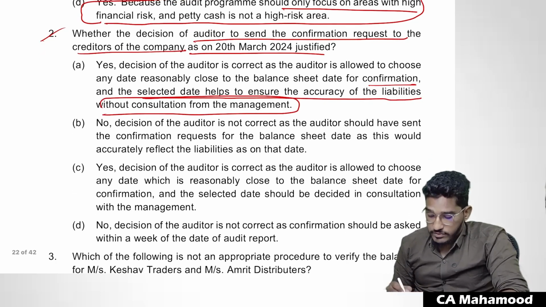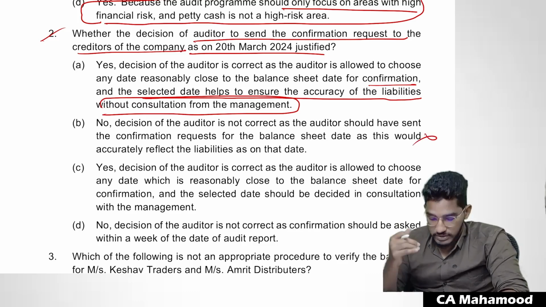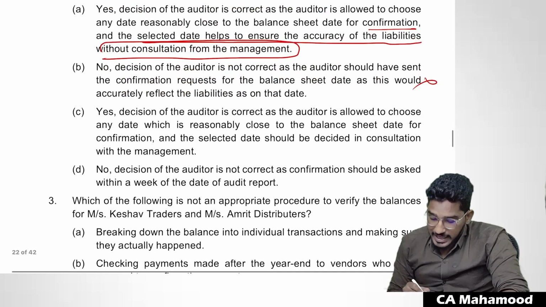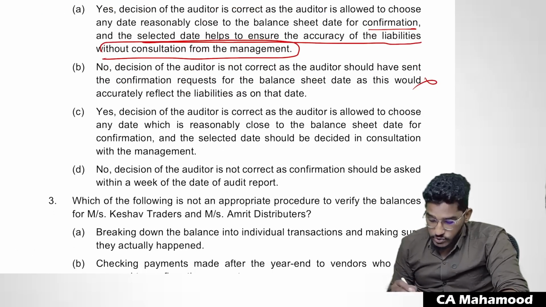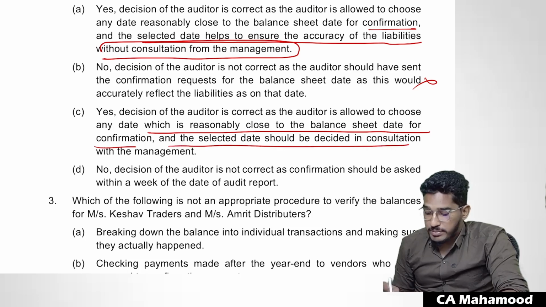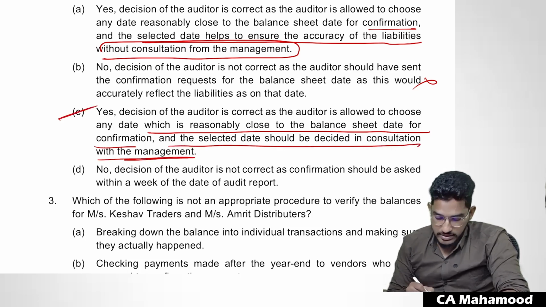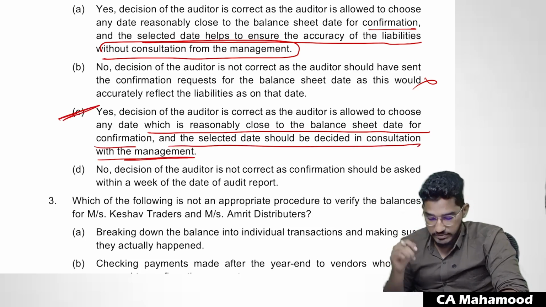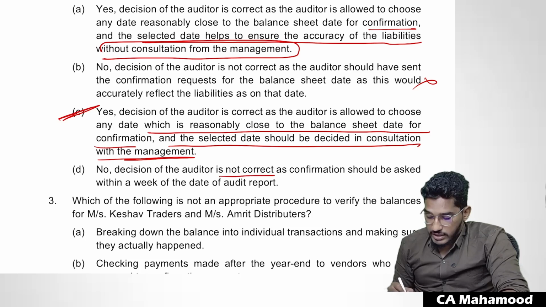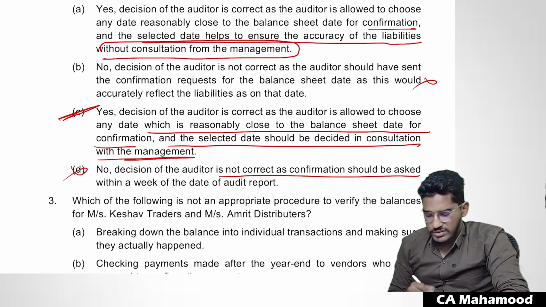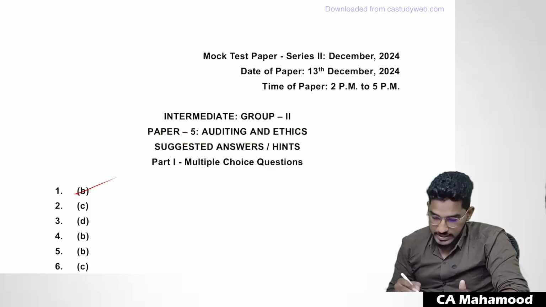Option B, no, the decision of the auditor is not correct as the auditor should have sent the confirmation request for the balance sheet date. No, they can send it on other than the balance sheet date, but they have to do it with the consultation of the management. Yes, the decision of the auditor is correct as the auditor is allowed to choose any date which is reasonably close to the balance sheet date for confirmation, and the selected date should be decided in consultation with the management. This is the correct option. It should be decided in consultation with the management. No, the decision of the auditor is not correct as confirmation should be asked within a week of the balance sheet date. This is not relevant, completely out of the box. So option C is the correct option. So they can send it on other than the balance sheet date, but you have to consult with the management. So that is the second option.